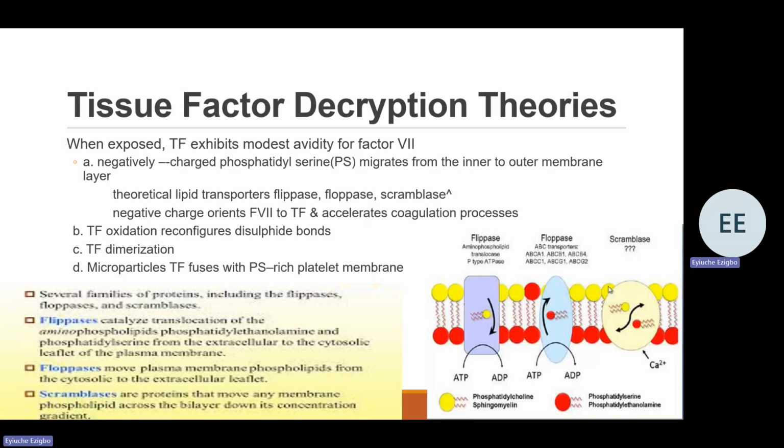So the process of initiation is also made possible by some theories that are described to help explain the process by which the tissue factor 7 complex is activated and bound together. So there are some tissue factor decryption theories. Okay, when we think only of tissue factor exposure on injury, we have learned that tissue factor has modest stability for factor 7. Okay, it has modest stability until it is decrypted. So there are 4 proposed mechanisms as shown on this slide to describe this process.